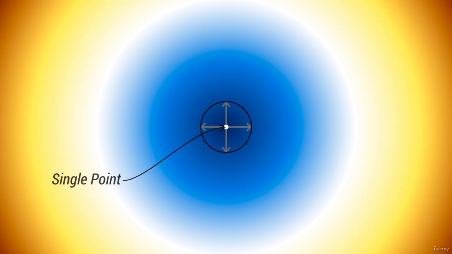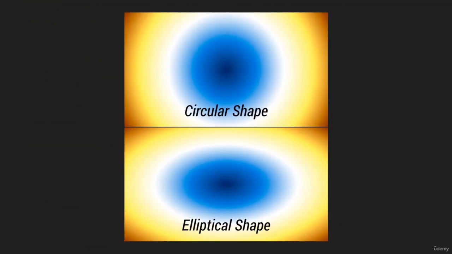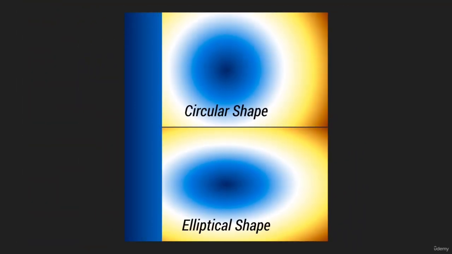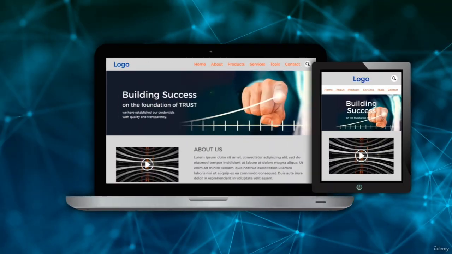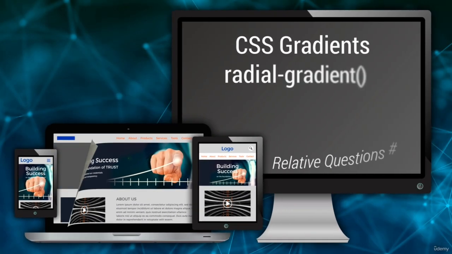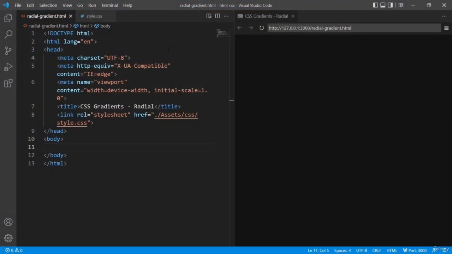The radial gradient is where colors gradually emerge from a single point and smoothly spread outward in a circular or elliptical shape. While as we saw in linear gradient, the colors were getting blended on a linear line. So let's understand the syntax and use of radial gradients by practical implementation. Let's start by defining basic radial gradient.